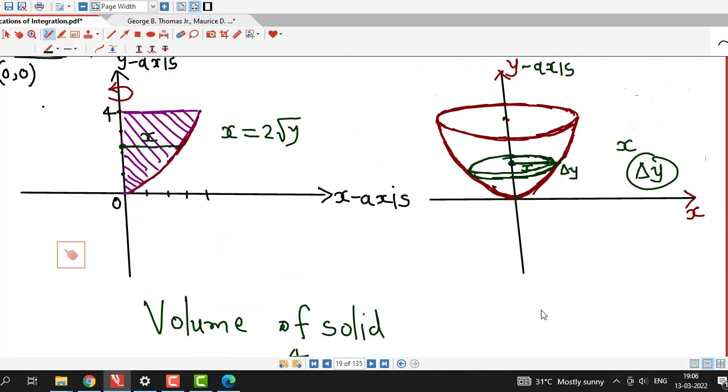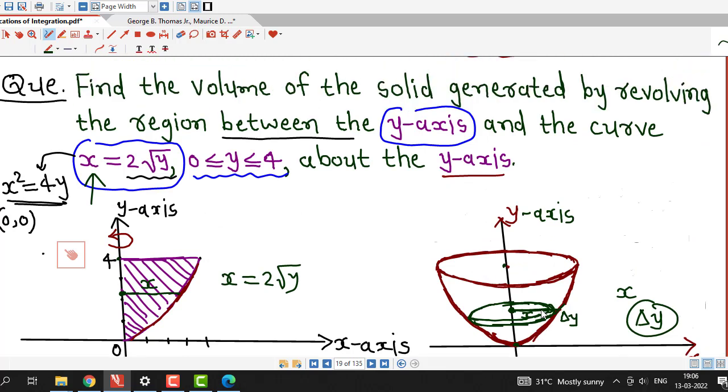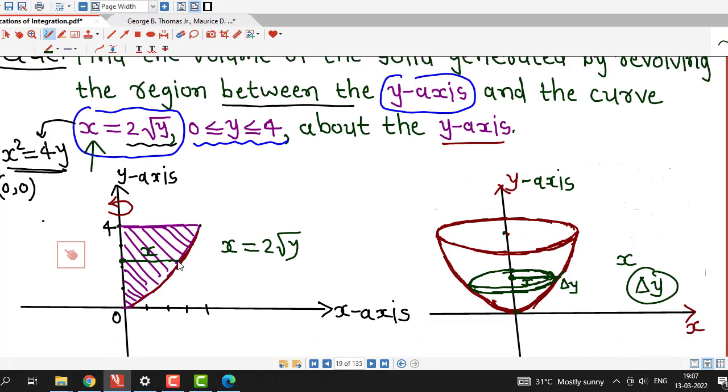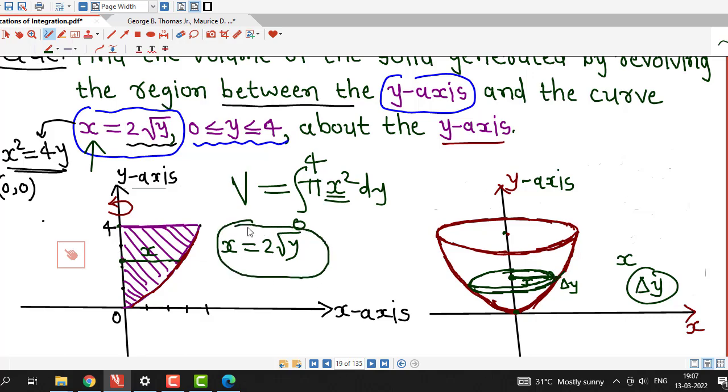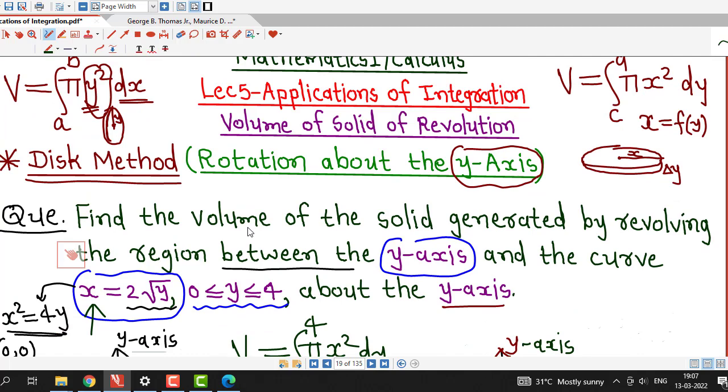So this is the volume of the solid which is obtained by rotating the region about the y-axis, or the axis of rotation is the y-axis, and the formula for this is the integral of pi x square dy from y equal to 0 to 4. x is the radius of the circular disc and it is given by x equal to 2 times square root of y. So this is very easy.